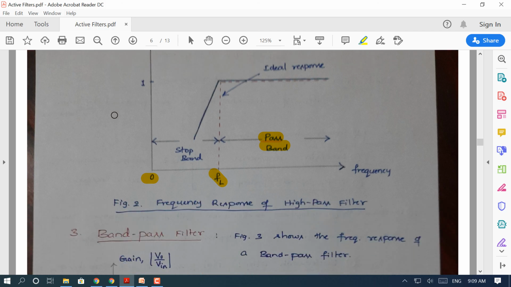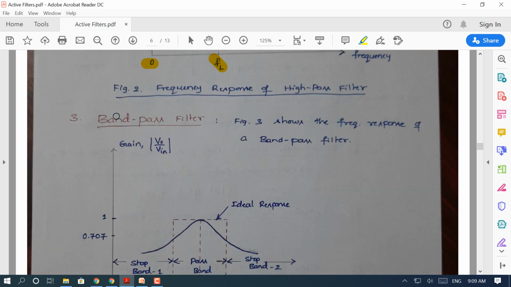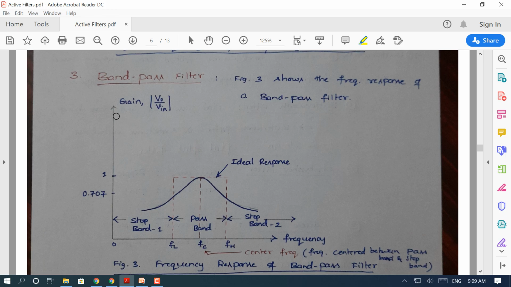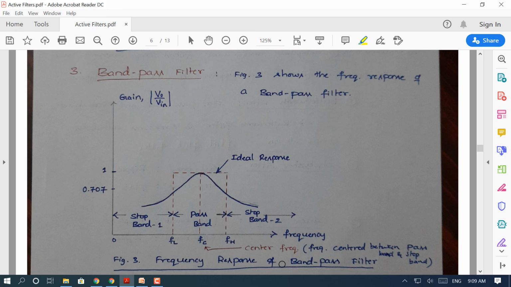Next, we'll see the third type of filter, which is called a band pass filter. As we already defined, a band pass filter passes frequencies of a certain band and attenuates frequencies in the remaining band, in the remaining area. So this is figure 3 that shows the frequency response of a band pass filter. The frequency response is like a bell-shaped curve.